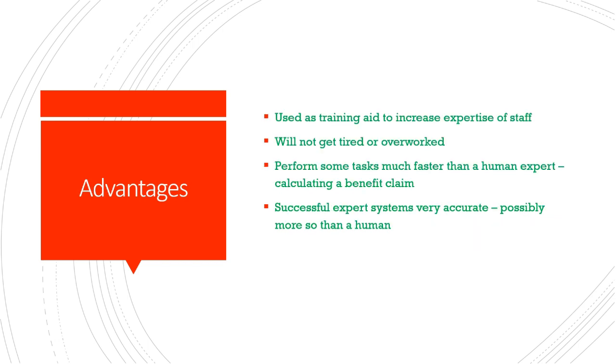The advantages of using an expert system are that it can be used as a training aid to increase the expertise of staff. They don't get tired or overworked. They'll perform the same tasks much faster than a human expert, such as calculating a benefit claim. And successful expert systems are very accurate, and possibly more so than a human.